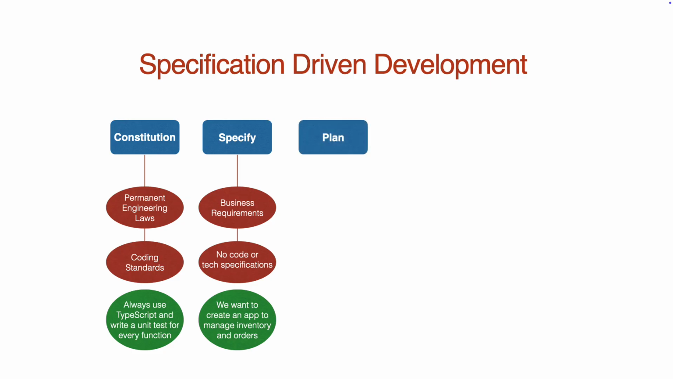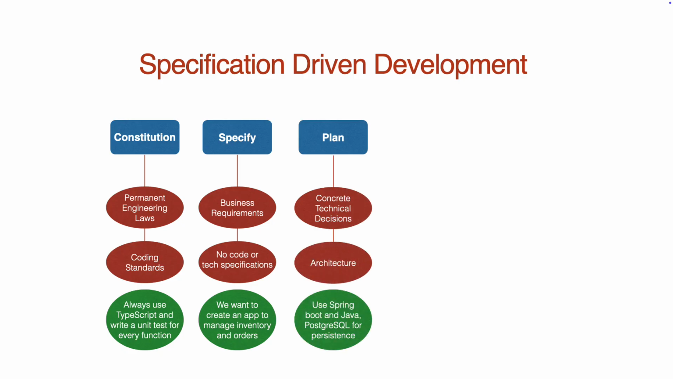The third step, Plan. The plan translates your user needs into concrete technical decisions and architectural blueprints. For example, the AI creates a document stating, we will use Spring Boot and Java, use PostgreSQL for persistence.